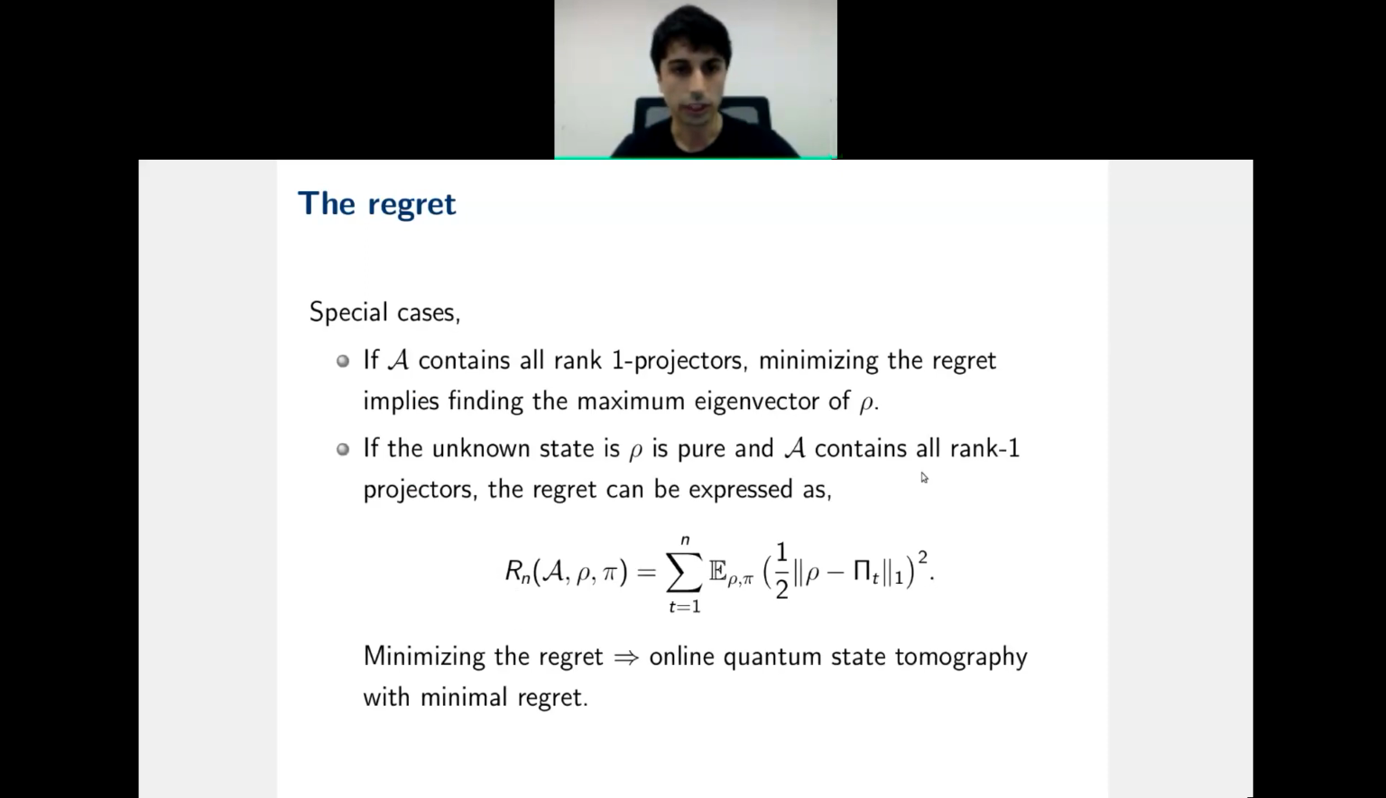A special case of the regret is, for example, if the action set contains all rank 1 projectors, minimizing the regret implies finding the maximum eigenvector of the unknown quantum state. More specifically, one of the cases that we study is that if the unknown quantum state is also pure and the action set contains all rank 1 projectors, then the regret can be expressed as the sum from 1 to n of the expectation value of the trace distance between the unknown quantum state and the rank 1 projector, squared. So minimizing the regret implies minimizing this trace distance. This can be seen as online quantum state tomography with minimal regret.